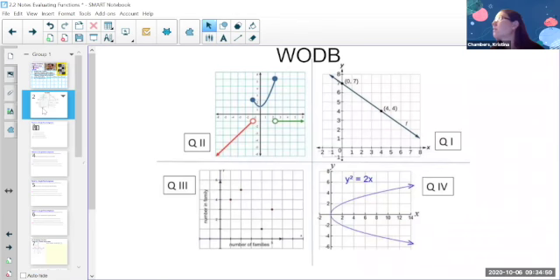So we have a which one doesn't belong. Take 30 seconds to a minute. Come up with at least one thing that doesn't belong and a reason why. See if you can come up with more than one, okay?